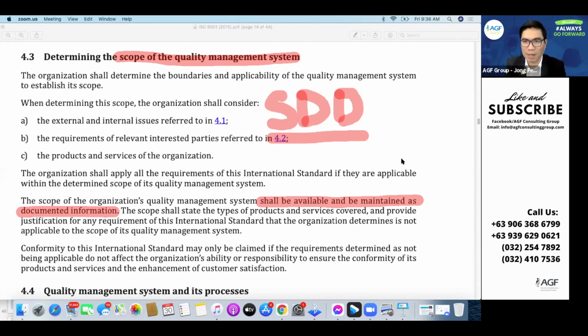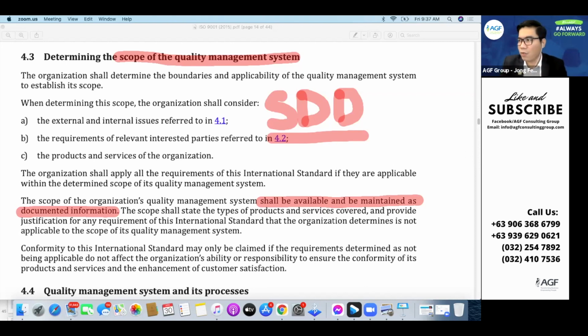Like I said, a quality manual is now optional in the new ISO 9001:2015. So if you keep a quality manual as required by your organization, then this SDD will be conveniently integrated into the quality manual. But it's also not required that you put that in a quality manual. You may have it as a separate document, or you may even post this on the wall. It doesn't matter, as long as you have documented it. Did you get that? Shall be available and be maintained as documented information. Period. That's your basis there.